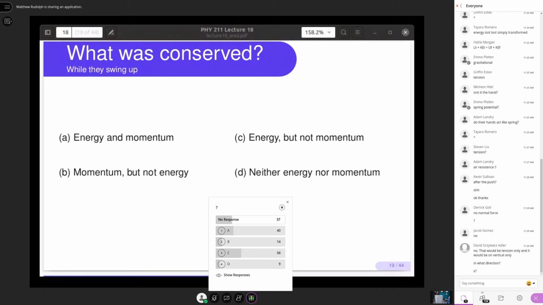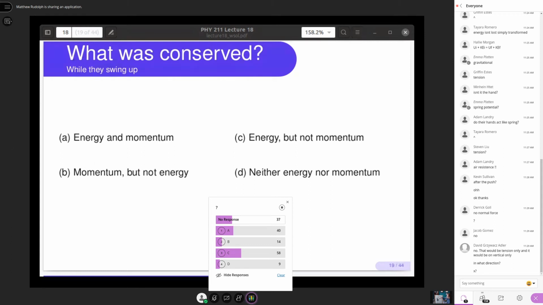Okay, 3, 2, 1. Let's take a look. All right, so C is the winner by votes. A is also really popular. Let's see. So A and C both say energy is conserved. So let's talk about that again, right? So what's going on with the energy here?